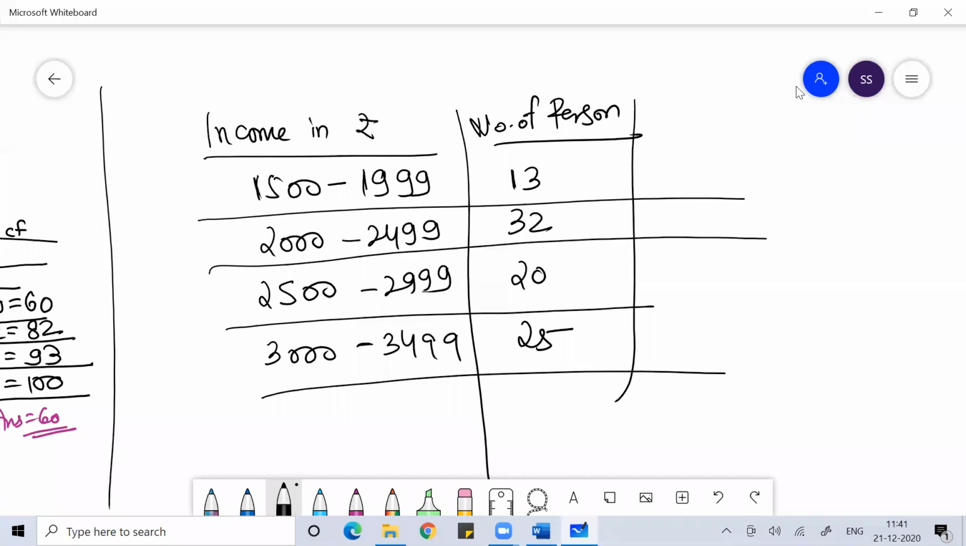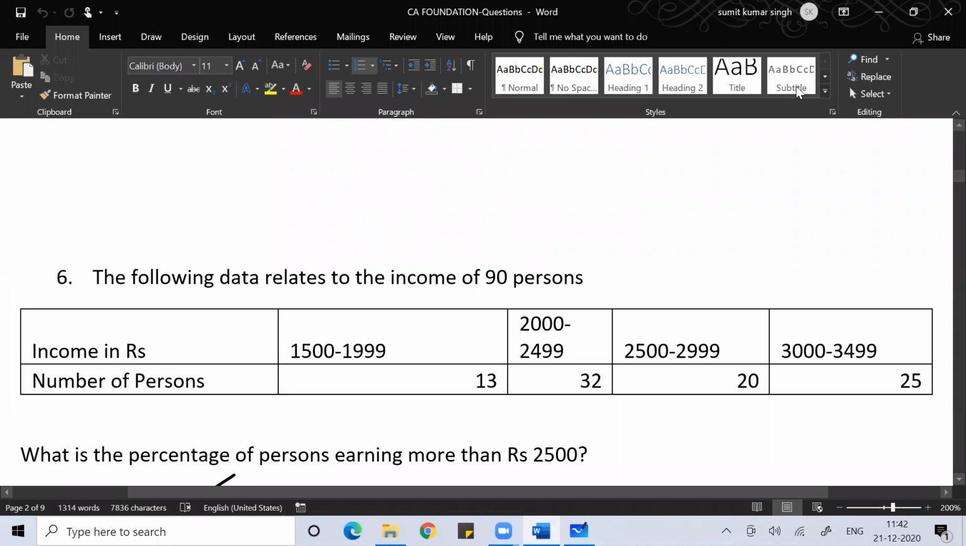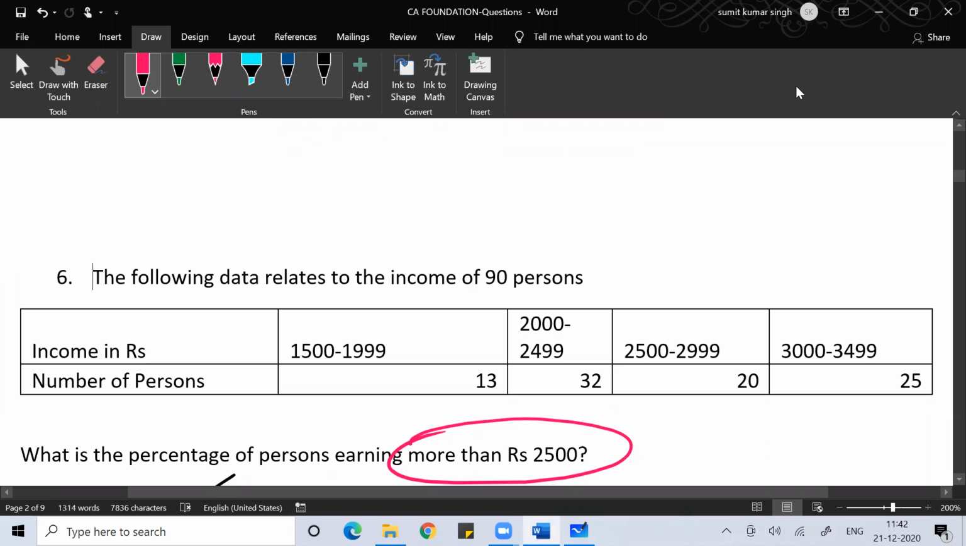You can see this is normal data, with normal class intervals and normal frequency. They are in the form of discrete class intervals, so you can convert that discrete into continuous. That part you can do. Then the question is how many are earning more than 2500.